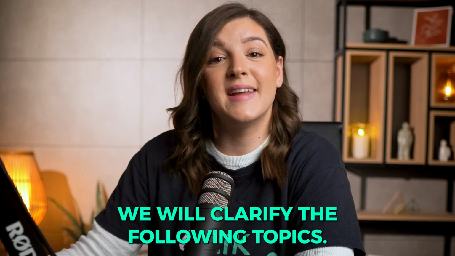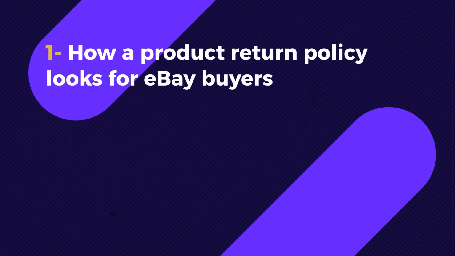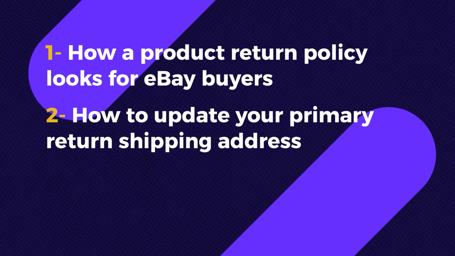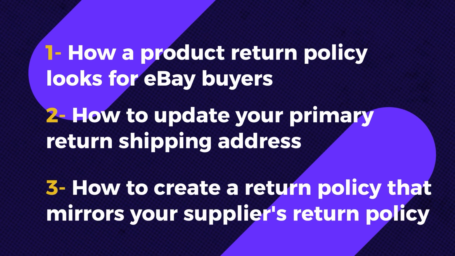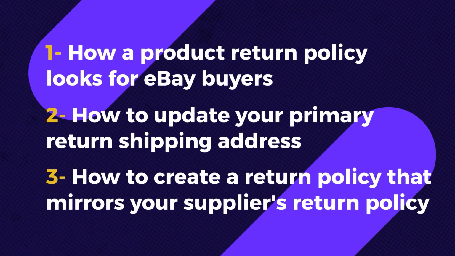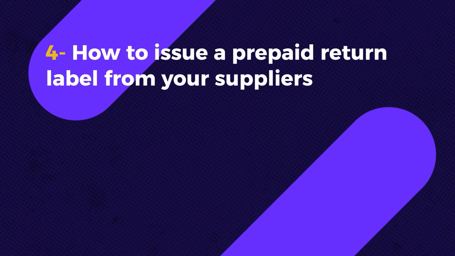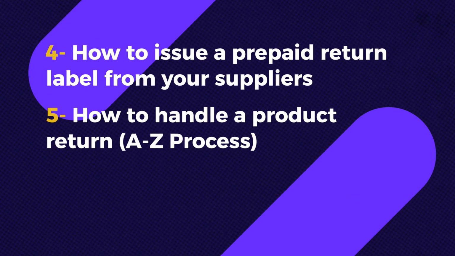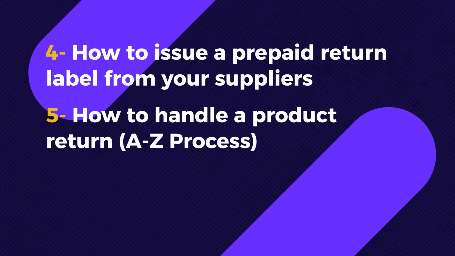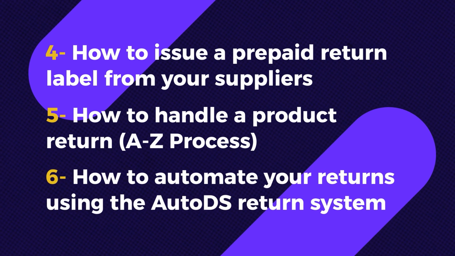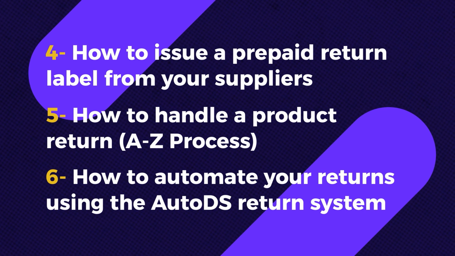We will clarify the following topics: how a product return policy looks for eBay buyers, how to update your primary return shipping address, how to create a return policy that mirrors your supplier's return policy, how to issue a prepaid return label from your supplier, how to handle a product return A to Z process, and how to automate your returns using the AutoDS return system.